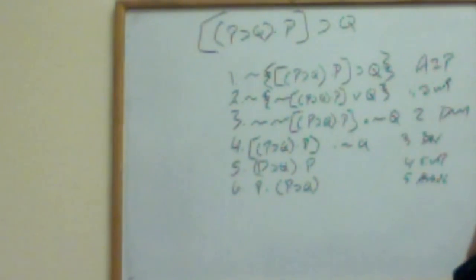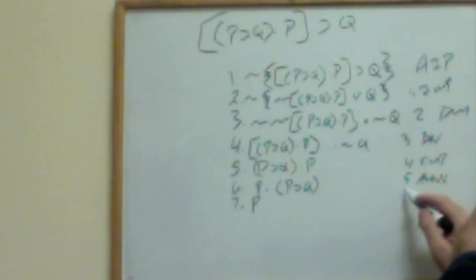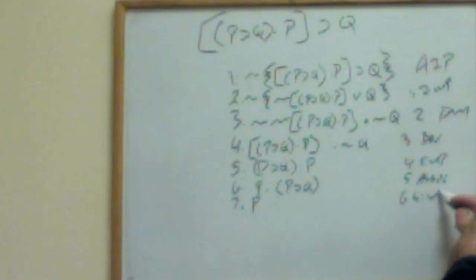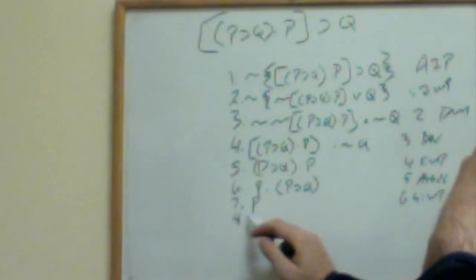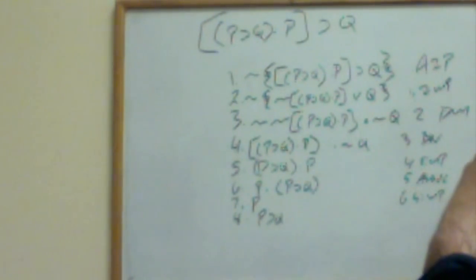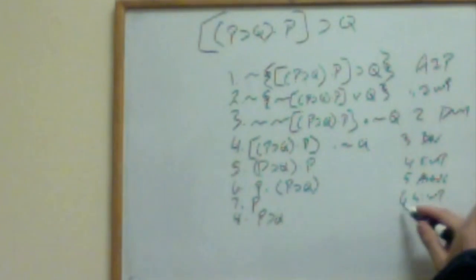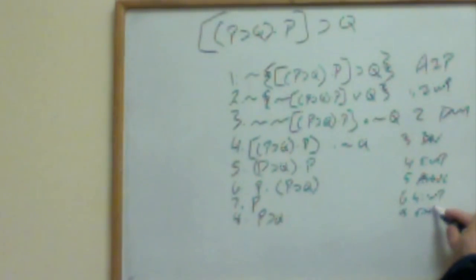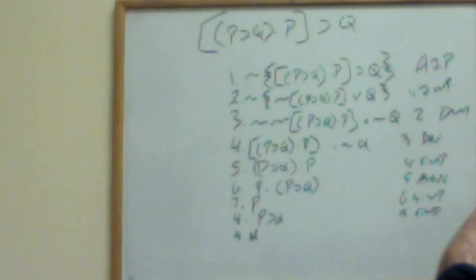And so now you can see where this is going. You simplify, you get line 7, P, and you got that from 6 by simplification. And we have this here, so we can write down line 8, P horseshoe Q, and we got that from line 5 by simplification. Now we can write down Q on line 9, Q, because 7 and 8 is modus ponens.